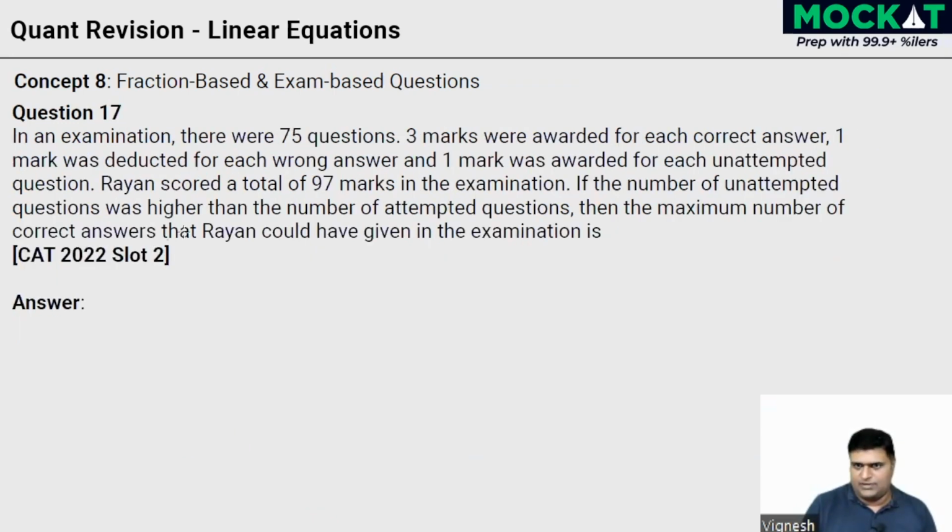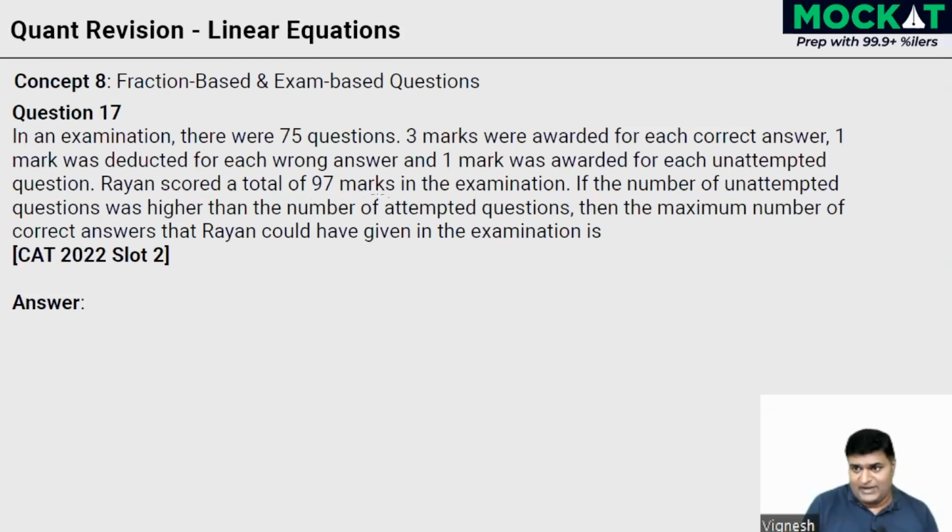On to question 17, right? Something from the slot I written. In an examination, there were 75 questions. 3 marks were awarded for each correct answer, 1 mark was deducted for each wrong answer, and 1 mark was awarded for each unattempted. Unattempted is also getting you a mark.